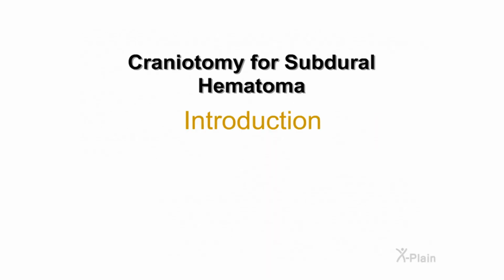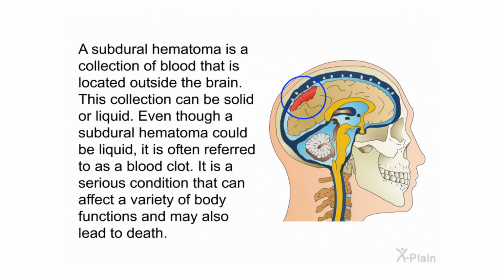Craniotomy for subdural hematoma. Introduction. A subdural hematoma is a collection of blood that is located outside the brain. This collection can be solid or liquid. Even though a subdural hematoma could be liquid, it is often referred to as a blood clot. It is a serious condition that can affect a variety of body functions and may also lead to death.